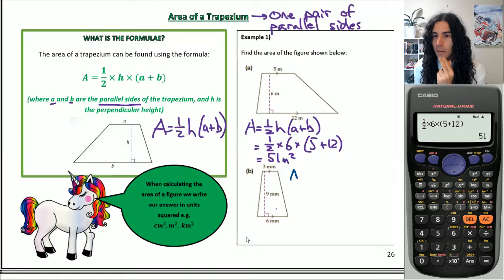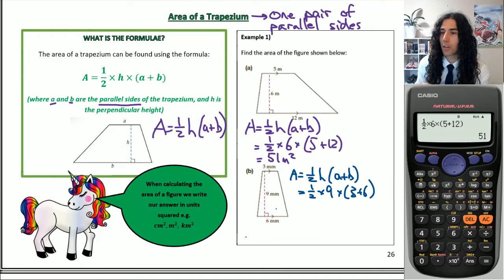Half height A plus B. Half. The height is the 9. The A and the B are the 3 and 6. Calculator is our friend.